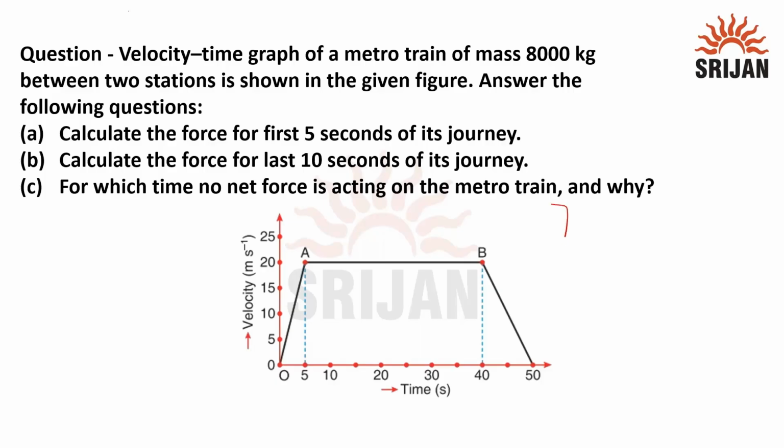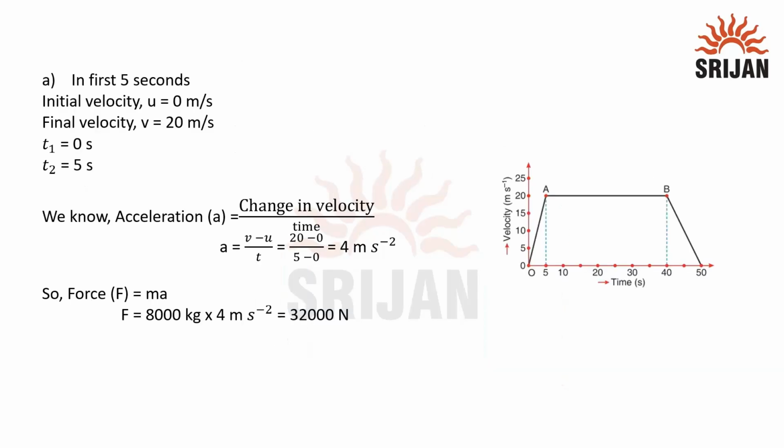So this is the velocity time graph, and let us solve these parts one by one. In the first part, we have to find the force in the first 5 seconds. In the first 5 seconds, you can see in this diagram, the initial velocity is 0 meter per second and the final velocity is 20 meter per second. So u is equal to 0 meter per second and v is equal to 20 meter per second, and the time interval is 5 seconds.